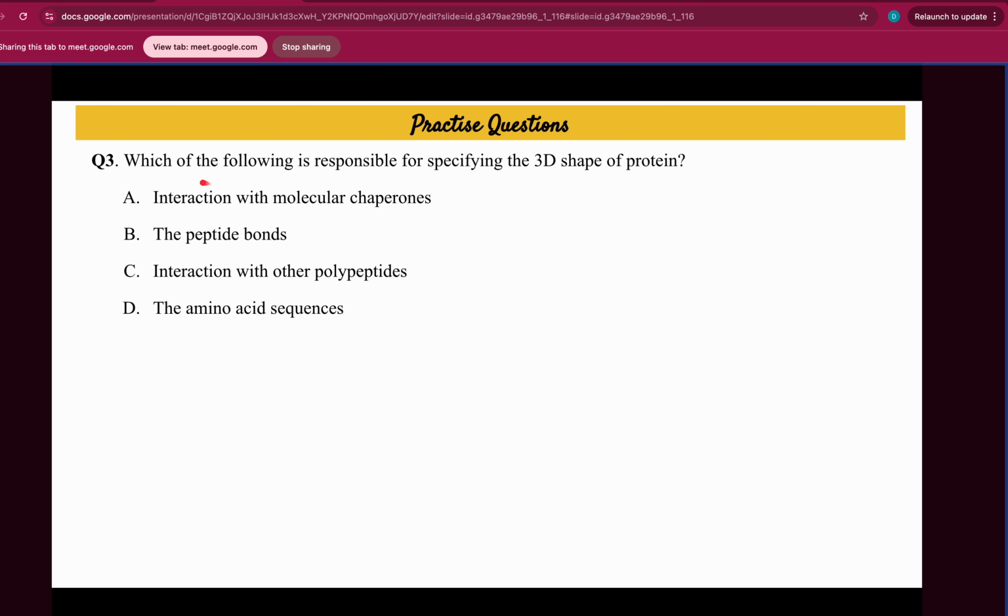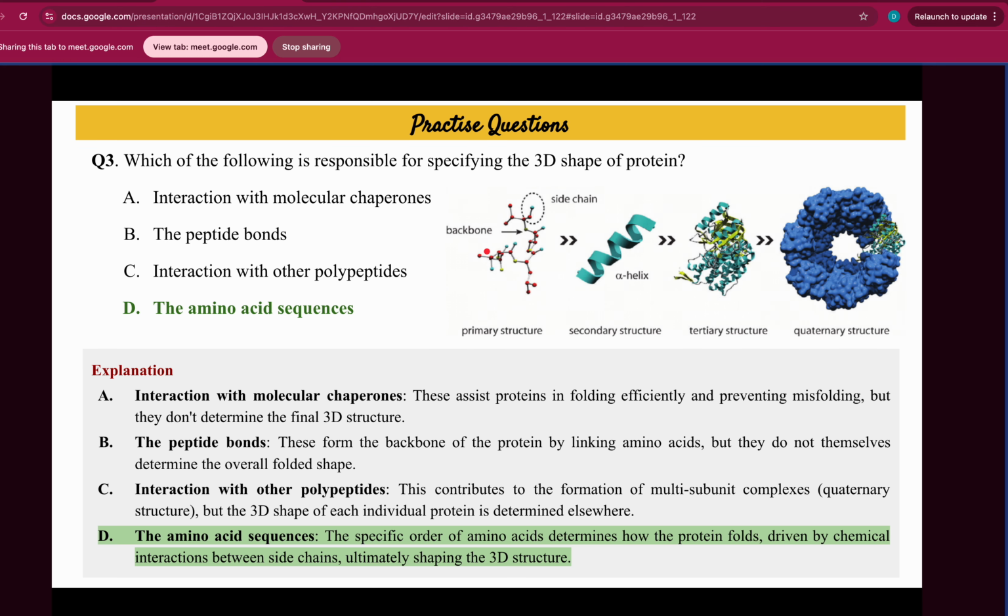Now the next question is, which of the following is responsible for specifying the 3D shape of a protein? Option A is interaction with molecular chaperones, option B is peptide bonds, option C is interaction with other polypeptides, and option D is amino acid sequence. So you have to tell which one it is. So the right answer is option D, that is the amino acid sequence.